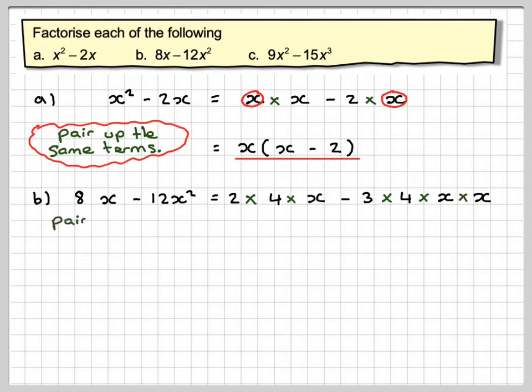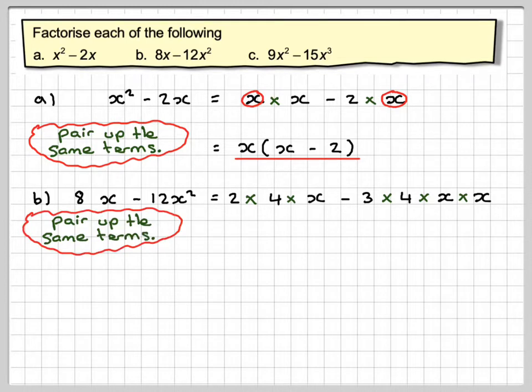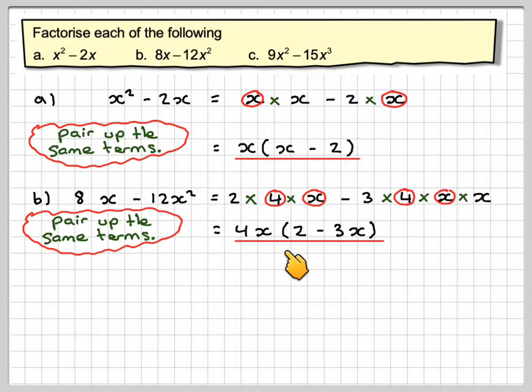And then we're going to do a similar thing by pairing up the same terms. So we've got a 4 and a 4, so we'll write that down. And we've got an x and an x, so we'll write that down. And now we'll introduce a bracket. What we've got left here, we've got a 2, and here we've got a minus 3x. So 8x minus 12x squared is 4x brackets 2 minus 3x.